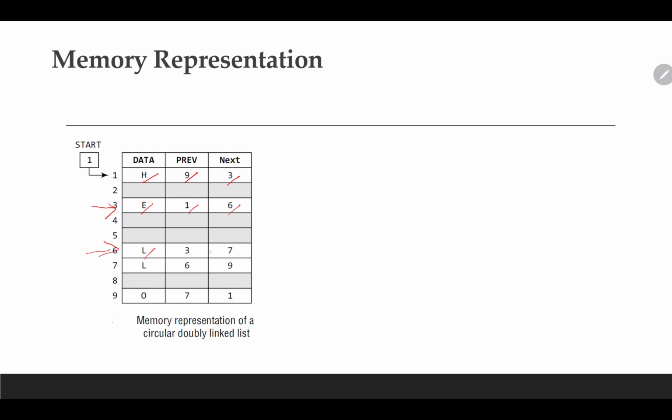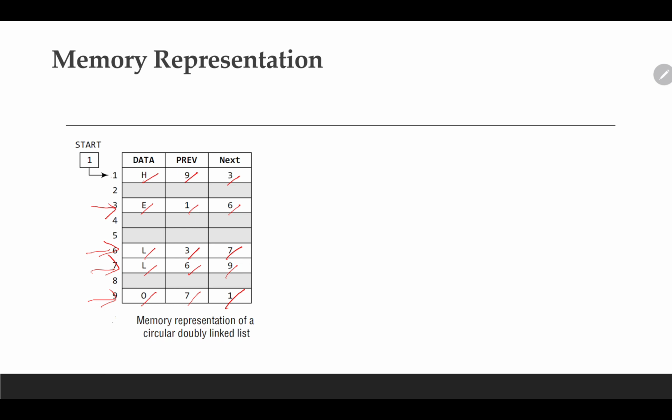Then this is 6. The data is L, the previous is 3, and the next is 7. At 7, the data is L, the previous is 6, and the next is 9. Then at 9, the data is O, the previous address is 7 and the next is 1. So that is the first node address.